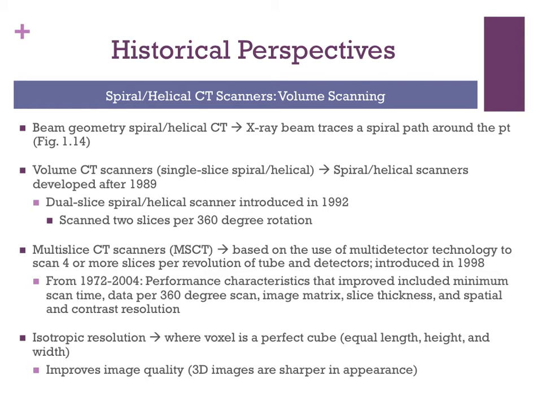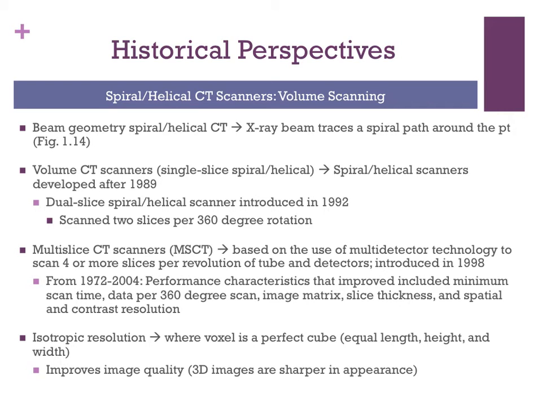The spiral helical CT scanners developed after 1989 were referred to as single slice spiral helical scanners or volume scanners. The dual slice spiral helical scanner was introduced in 1992, and this type of scanner scanned 2 slices per 360-degree rotation. This increased the volume coverage speed compared to a single slice volume CT scanner.